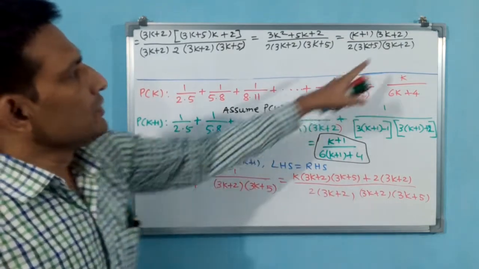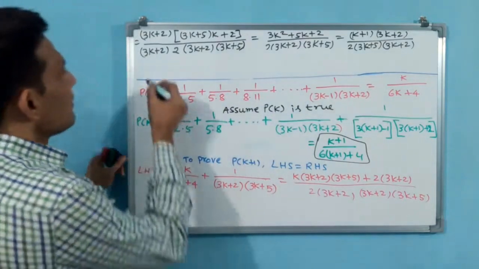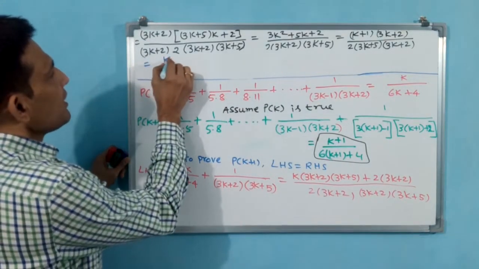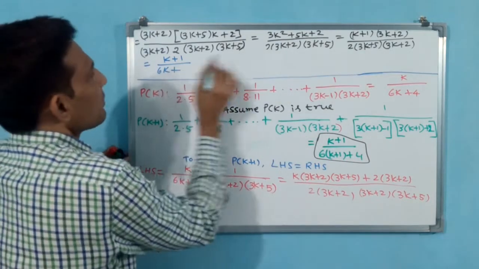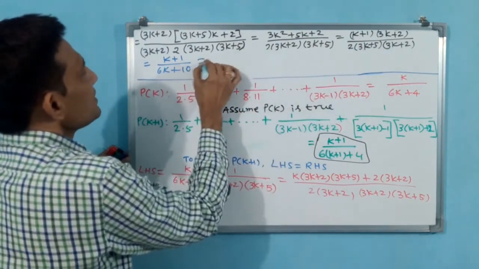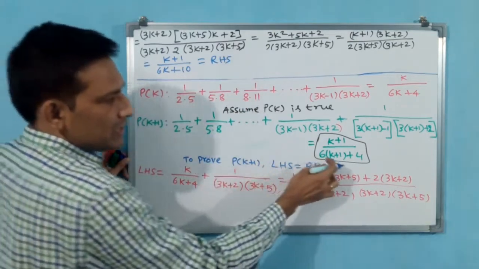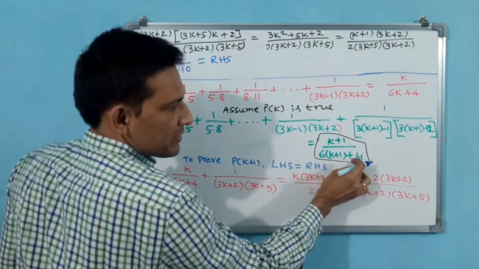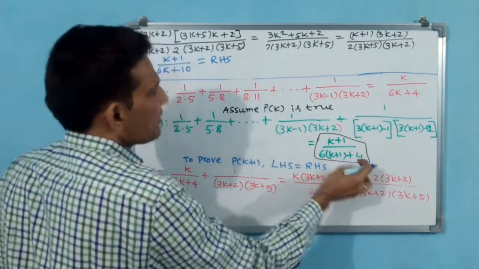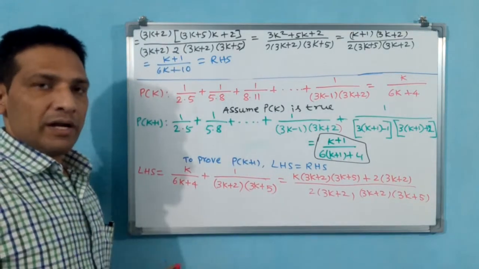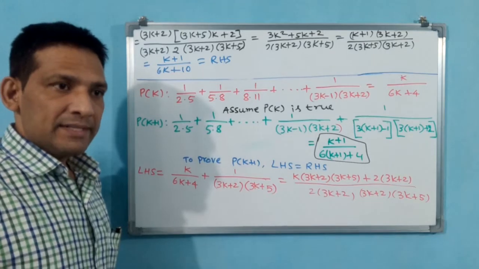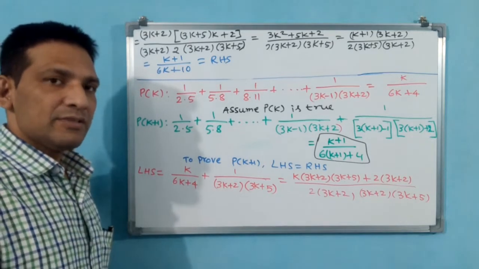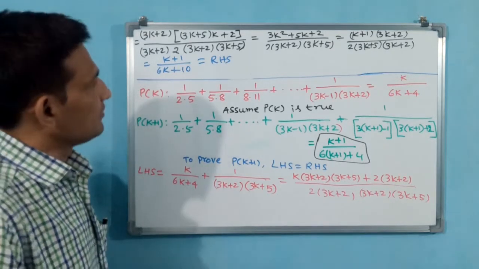Okay, now you see 3k plus 2, 3k plus 2 got cancelled. What I am writing, you see here, k plus 1 by 2 into 3k, 6k plus 2 into 5, 10. Okay, this is equal to RHS. You see here also 6k plus 6 plus 4. 6 plus 4, 10. 6k plus 10 has come. Now what can you write? You can write LHS is equal to RHS. Hence P(n) is true. Yes, same thing you can write. Write down.